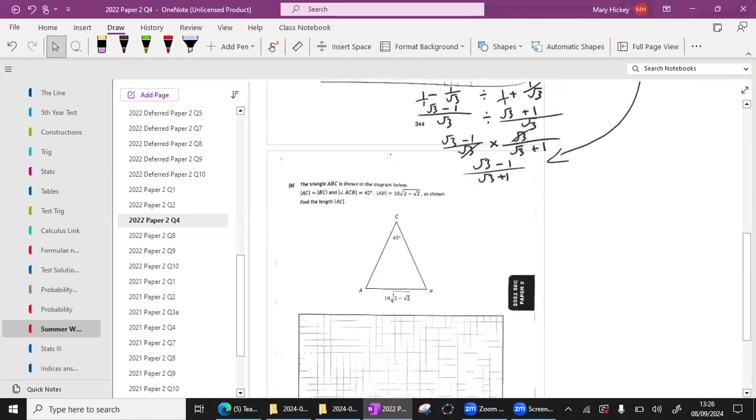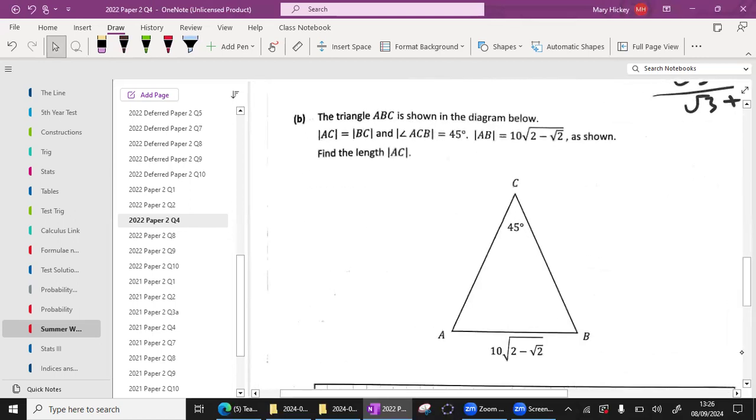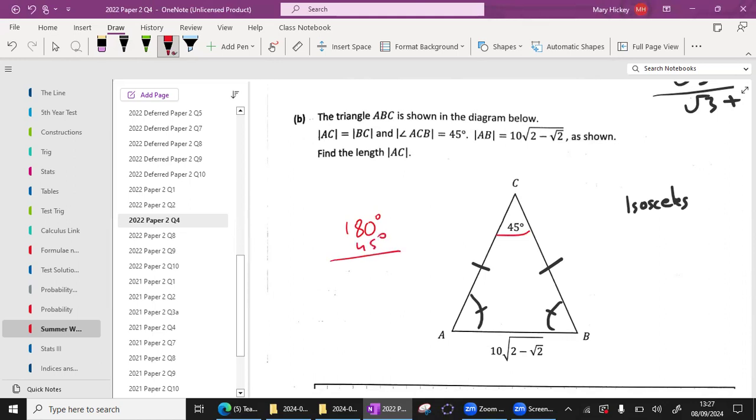Part B, let's have a look. The triangle ABC is shown in the diagram below. AC is equal to BC. Okay, so straight away, I know this is an isosceles triangle. So whatever this angle is, this one is going to be the same. Before I go any further, I can immediately see that every triangle adds to 180. The top angle is 45, so that leaves me with 135. And then all I'm going to do is divide by 2 because in an isosceles triangle, they are equal. So we know straight away that that's 67.5 degrees and that's 67.5 degrees.